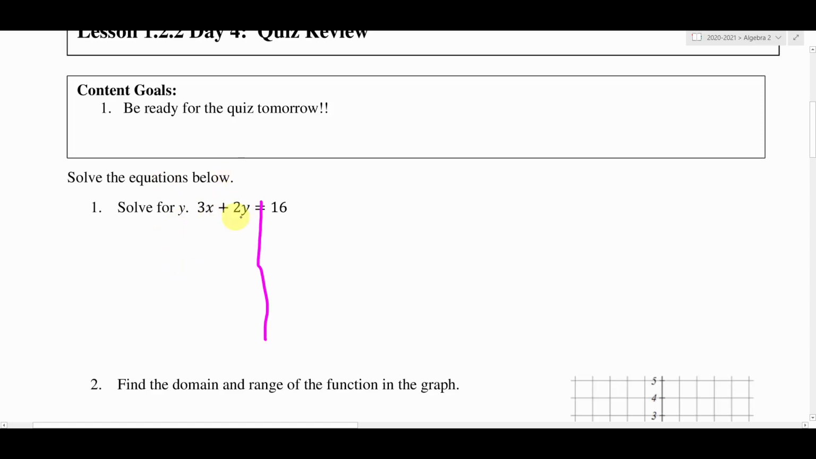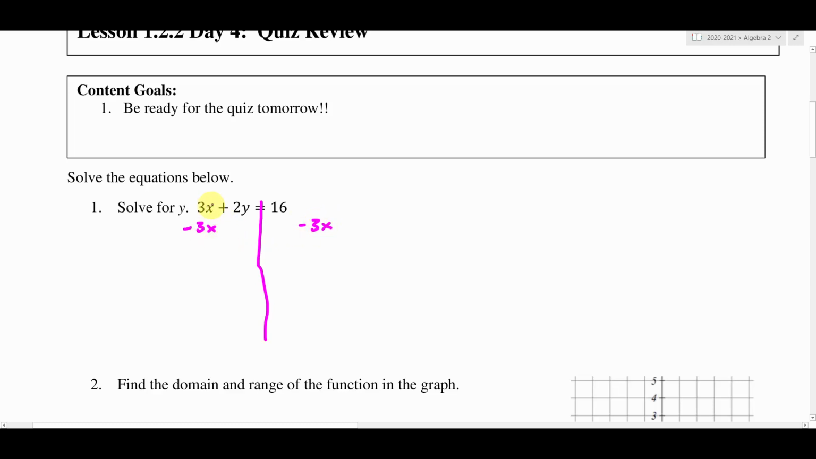All right, so watch what I do here. My goal is to get y by itself. So I'm going to move everything else over to the right-hand side, and I'm going to start with this 3x. Since it's a positive 3x, I'm going to subtract 3x, and whatever I do on one side, I have to do on the other side. And this is where students tend to get confused. Now notice this 16, it does not have an x, so I can't subtract those two. All right, so I'm writing my negative 3x over here.